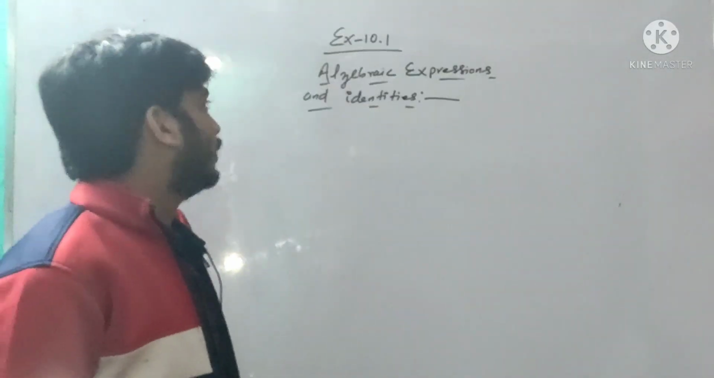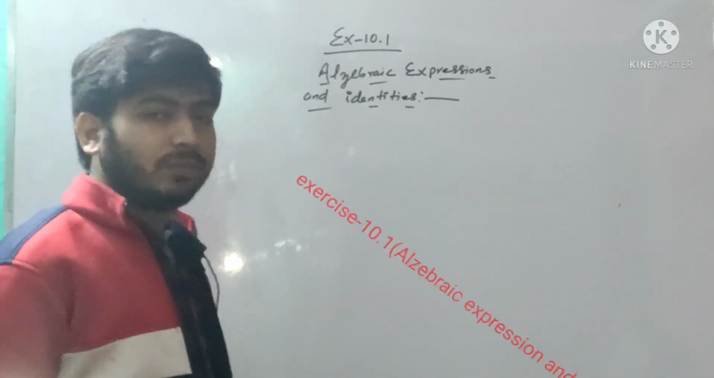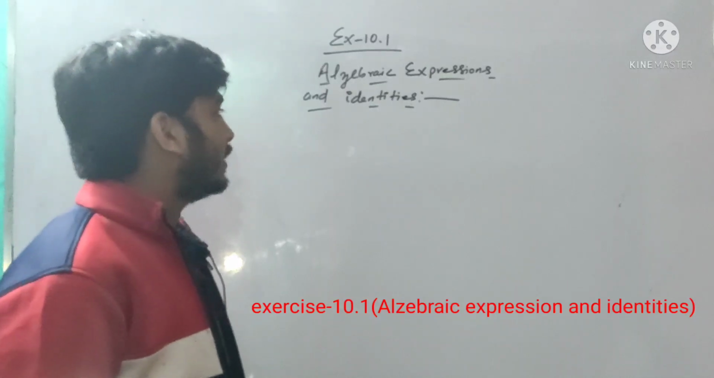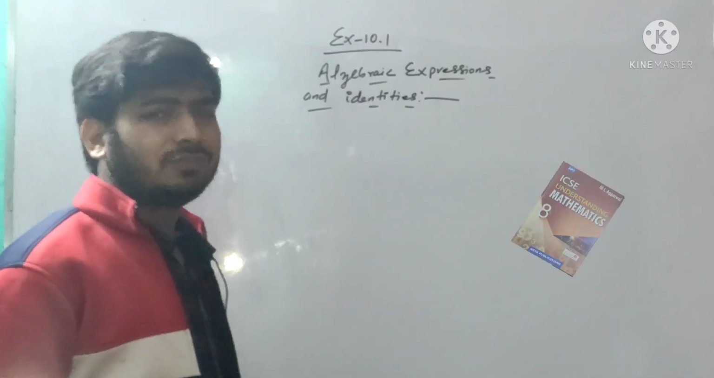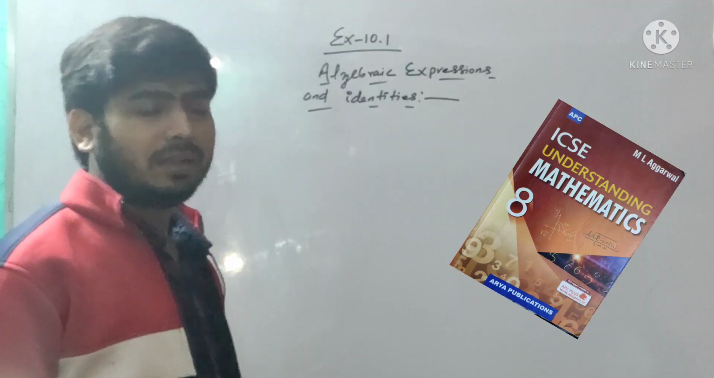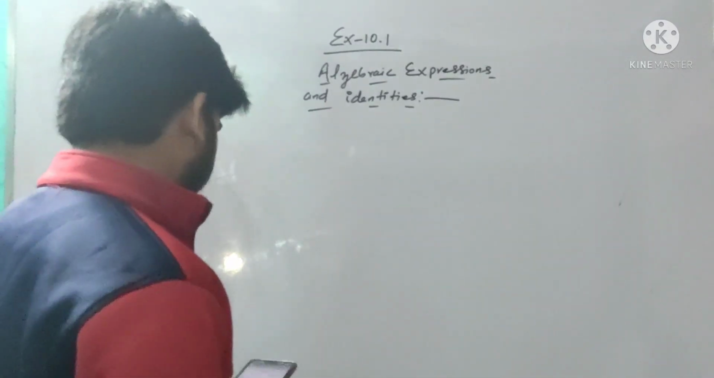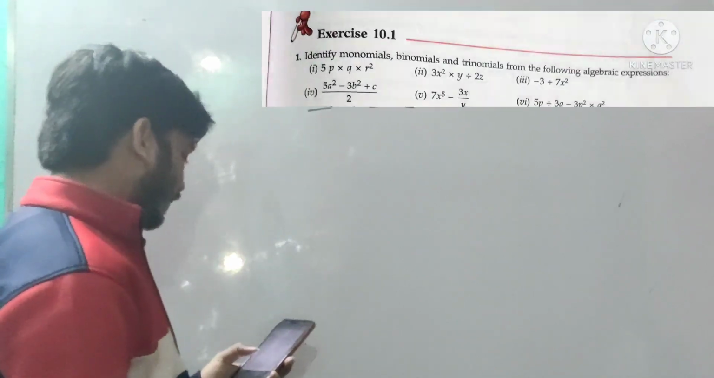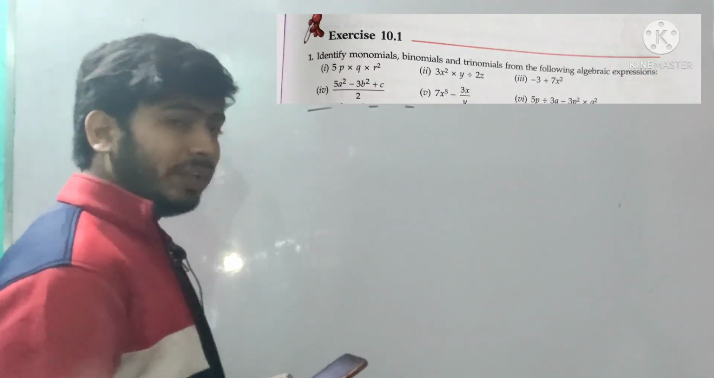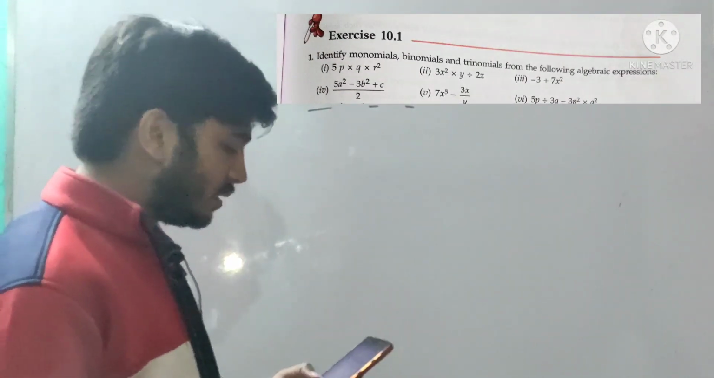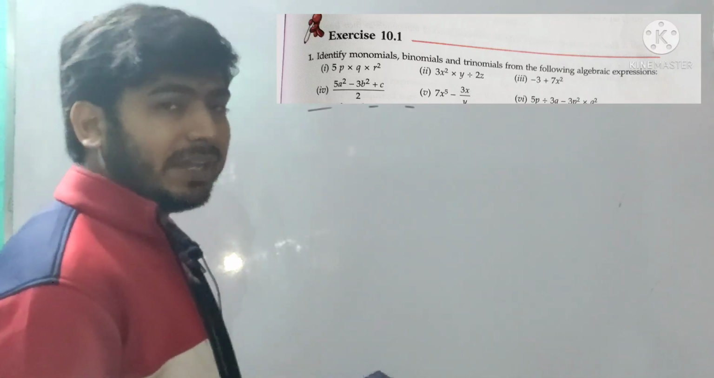Today we are going to discuss Exercise 10.1, that is algebraic expressions and identities, from your book ML Aggarwal. So let's start solving the exercise. Here is the first question on your screen. The question is: identify the monomials, binomials and trinomials from the following algebraic expressions.